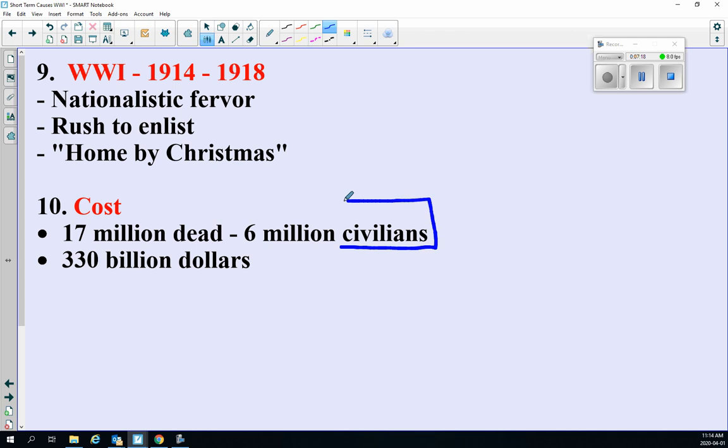A civilian casualty means that someone was killed during a war, but they weren't a soldier. So in a typical war, you would fully expect one soldier to kill another soldier, but a lot of civilians died in this particular war. They were unarmed civilians. The war was also very expensive economically too, $330 billion, a lot of money at that time.